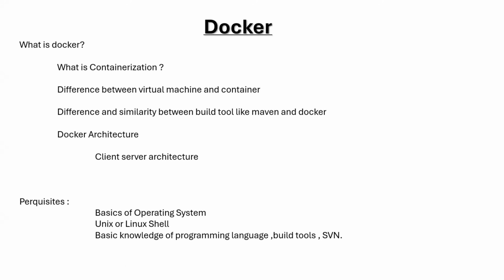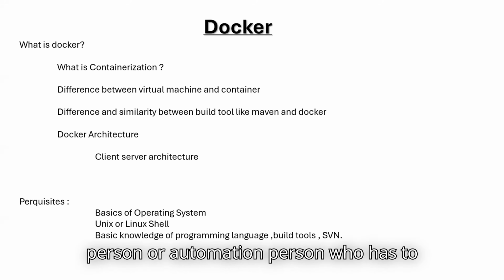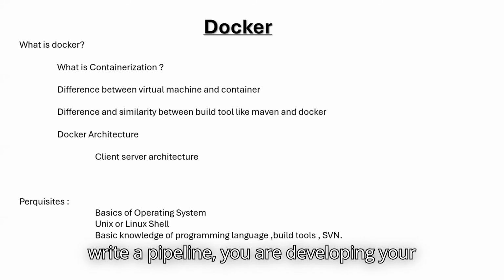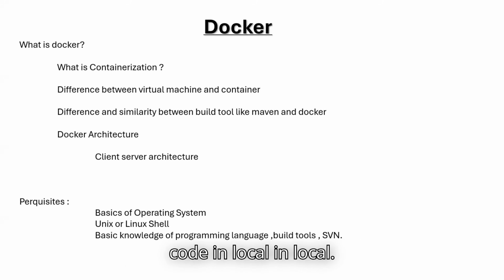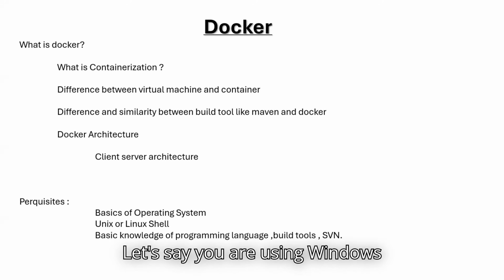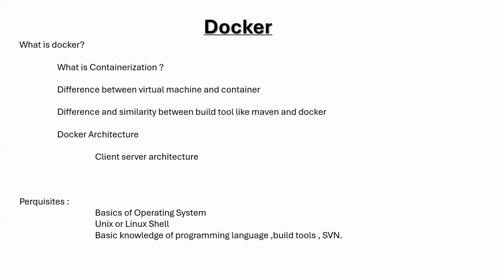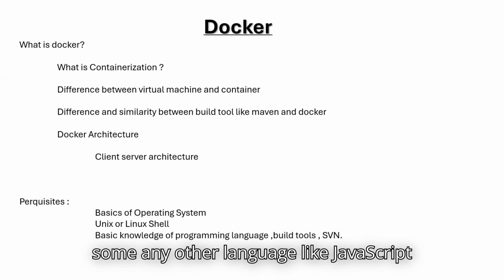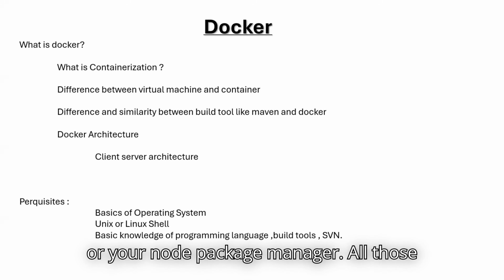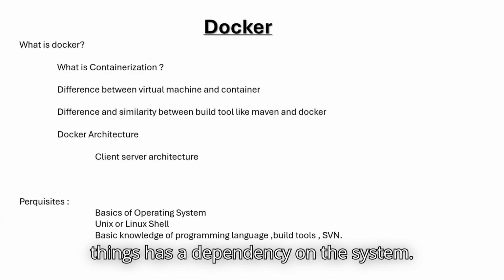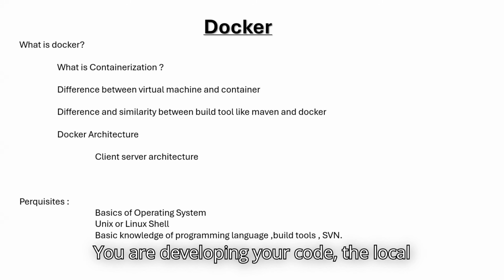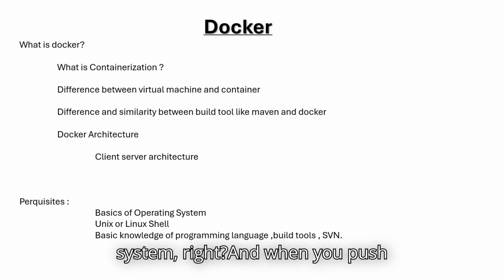Let's say you are a developer, or an automation SDET person who has to write a pipeline, and you are developing your code in local. Let's say you are using a Windows application, and you're using many things to build your code. You might be using Maven as a build tool, Java as a language, or some other language like JavaScript or your Node Package Manager. All those things have a dependency on the local system you are developing your code on.